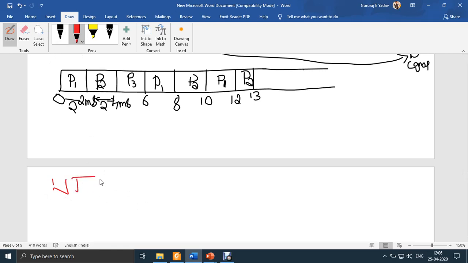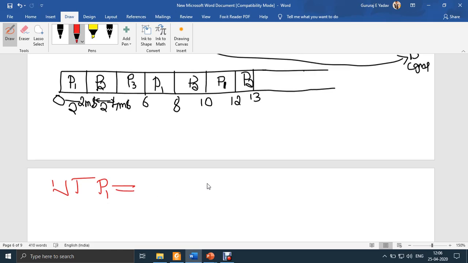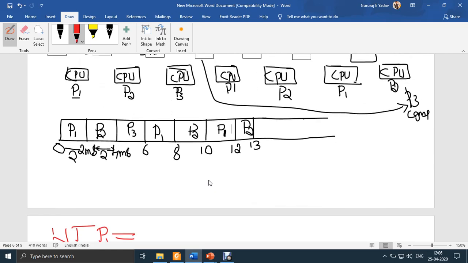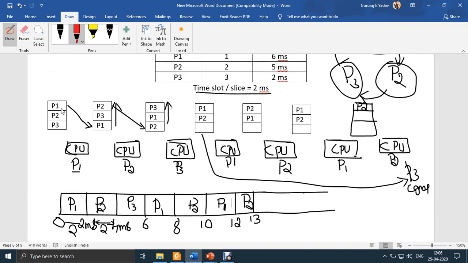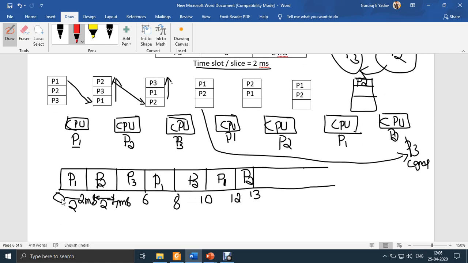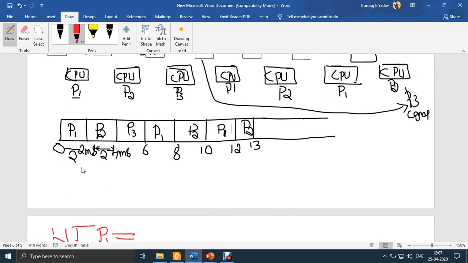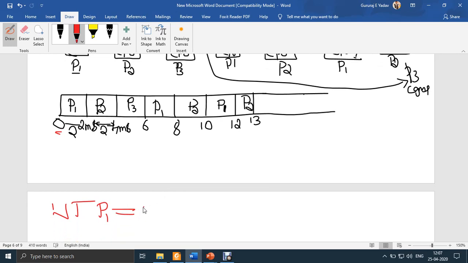So WT for P1. So what is the waiting time? Waiting time is nothing but the time spent in the ready queue by the process until it completes. So what is the waiting time for P1? Remember, all the processes P1, P2, P3 have arrived at 0 milliseconds only. So P1 has arrived at 0, and you have given the chance for P1 to execute at 0 itself. That means waiting time for P1 is 0.